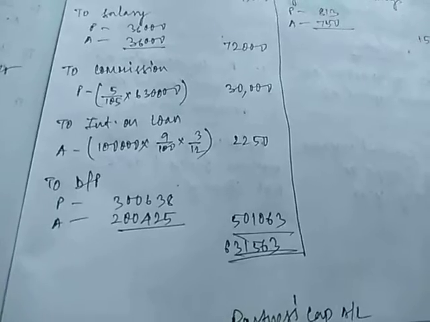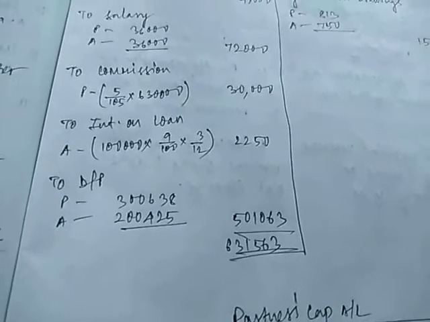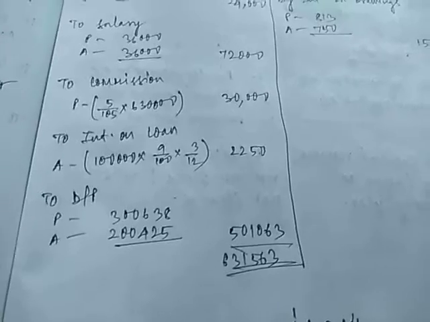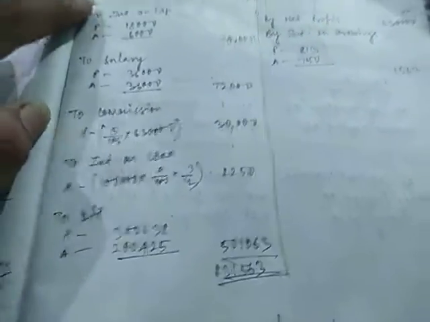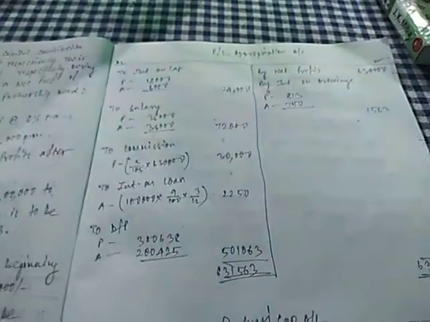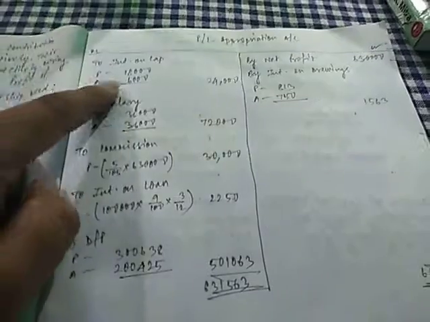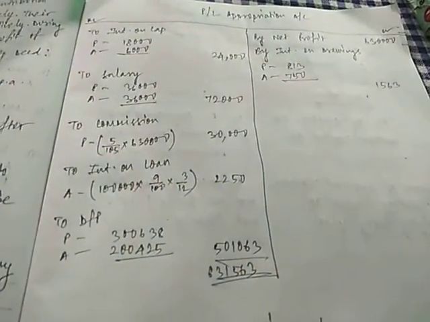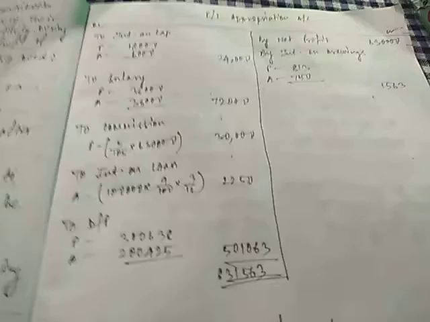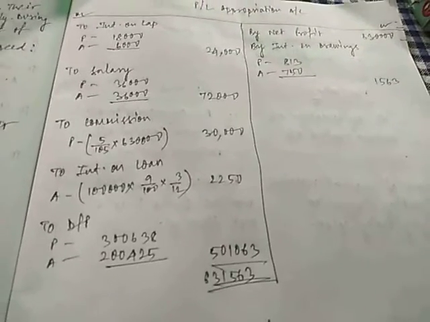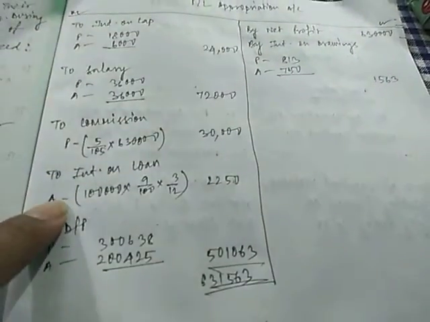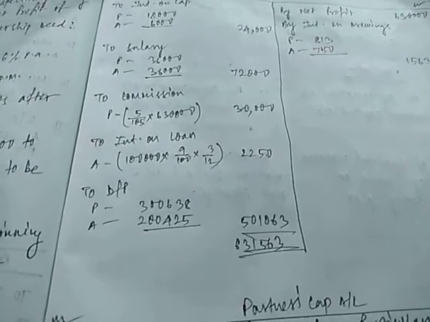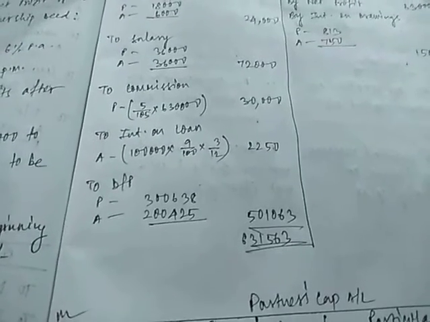Since the firm will pay the interest to A, it is an income for A and an expense for the firm. Since it is an expense for the firm, it is appearing on the debit side of the profit and loss appropriation account. As while providing interest on capital, salary, commission, these all are expenses of the firm. Similarly, interest on loan when provided by the firm is also an expense for the firm, so it will be written on the debit side. The amount of loan was 1 lakh and the rate of interest was 9%.